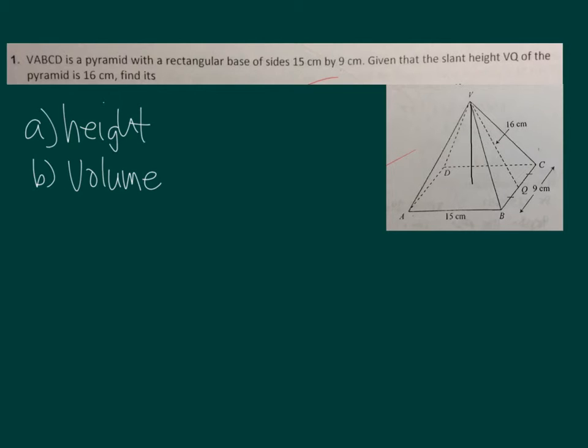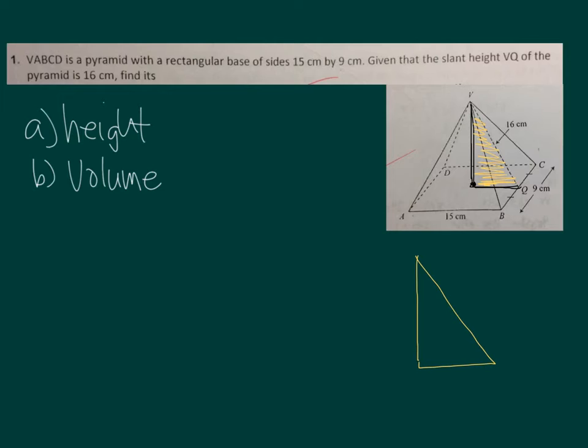The key here is to construct a triangle. So this is the base of the triangle and then connected to the height of the pyramid. If you take a look at it, you should see the triangle inside the pyramid. So that triangle will help us find the height of the pyramid.